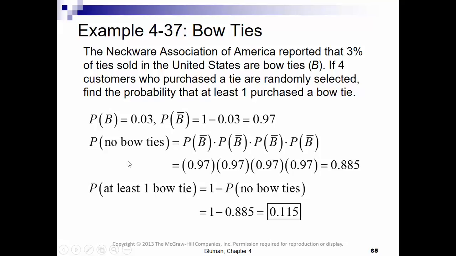Okay, so the probability that you had 4 people and none of them chose a bow tie, not any one, so that means you sold no bow ties, would be 0.97, 0.97, 0.97, 0.97, all multiplied together, it'd be 0.885. That of the 4 people, not one chose a bow tie, okay? The probability then of at least one would be 1 minus the probability of none, which is 0.115.